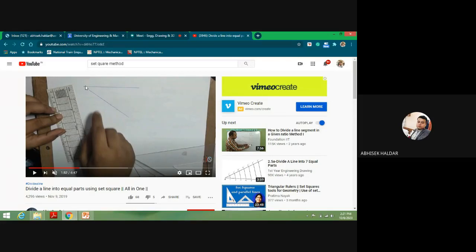Whatever the number of equal parts I need on this straight line, the same number of equal arcs I have to take over here. Again I am repeating, there is no particular size of the arc. You can take any arc, but all the arc lengths should be the same. Okay, that is my point. Up to this, any doubt?